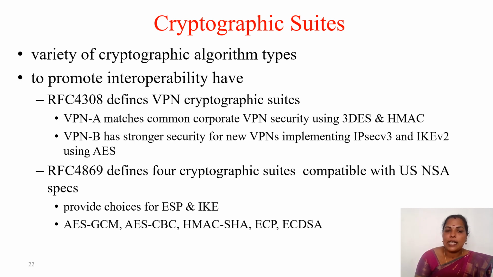It provides choices for encapsulating security payload and IKE: AES-GCM, AES-CBC, HMAC-SHA, and ECDSA. AES, then AES cipher block chaining, then HMAC-SHA, most of these we have learned. Wherever we need authentication, we use hashing algorithms, and in order to provide confidentiality, we use encryption algorithms in the cryptographic suites. So these are mainly to improve the security of the internet protocol.